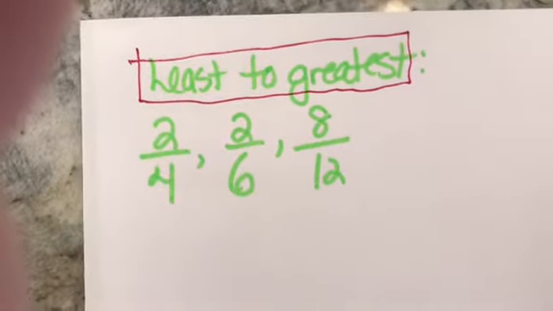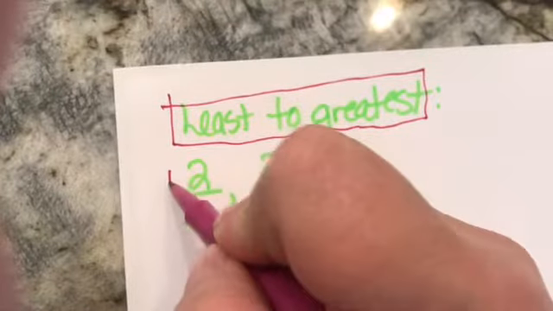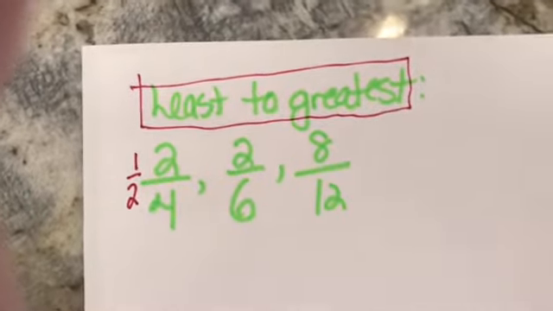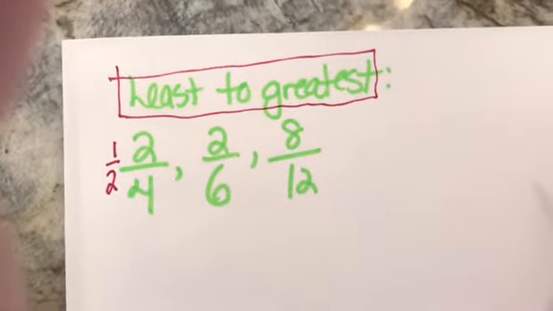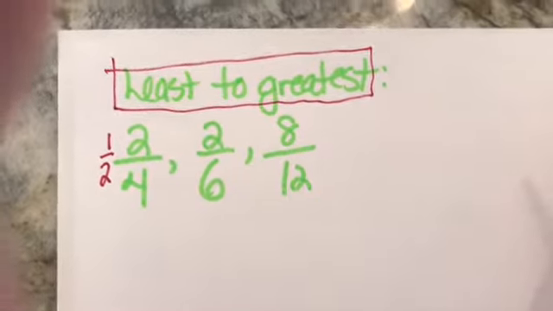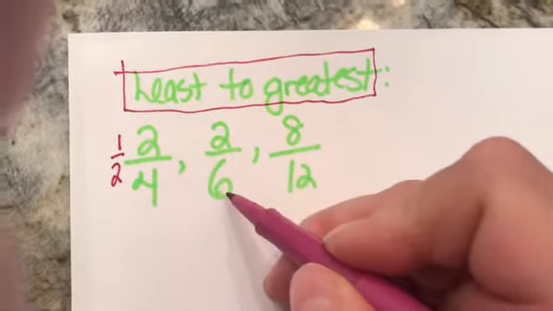For these, I see I have 2/4, 2/6, and 8/12. Of course, I noticed right off the bat that 2/4 is equivalent to 1/2, so I'm going to write a little note to myself. Then I see that I have 2/6, which I say to myself, that's less than 1/2 because it would have to be 3/6 to be 1/2.